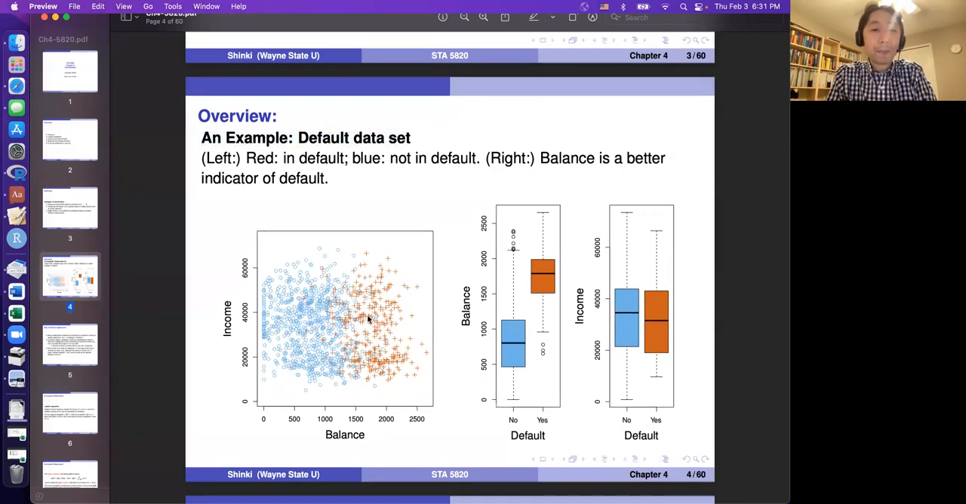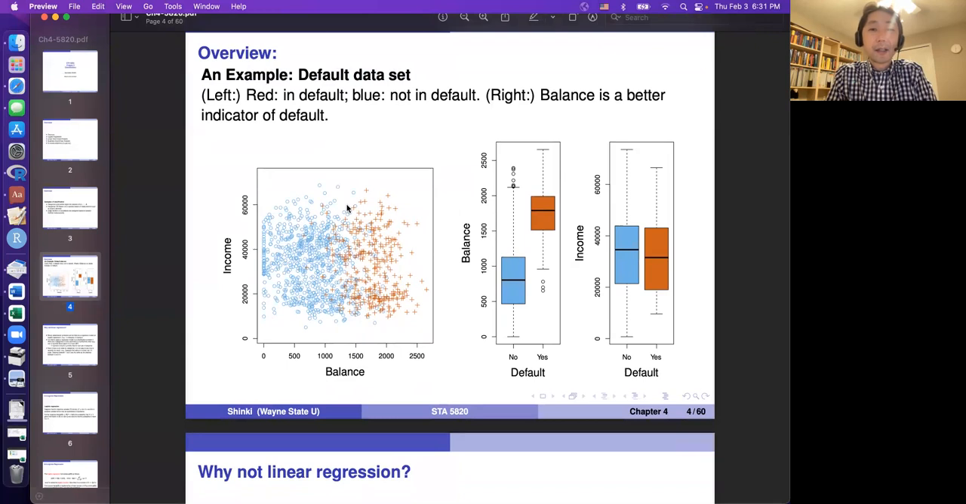Okay, so the first example is the default status of customers of financial institutions by balance and income. The balance of the debt is here, and the income of the consumers is here. The circles are not in default, and these crosses are in default. You can see that when the balance is larger, more people are in default. Income does not really matter, it looks.